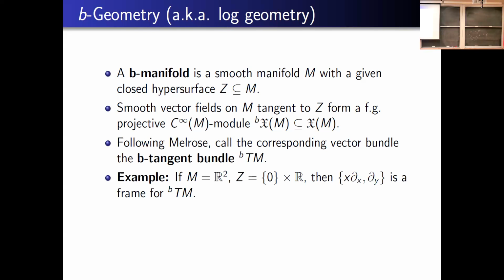Here's an example. What do you need to span all vector fields that are tangent to, say, the y-axis here? You need some Euler type vector field escaping the y-axis, and you need a parallel direction you can move.